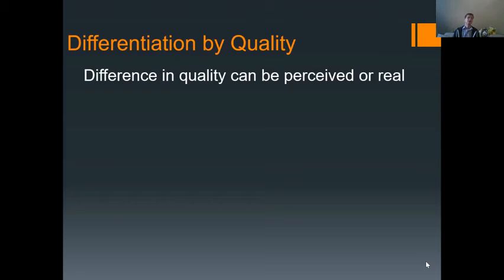Differentiation by quality. This one I think makes the most sense. The idea that you have a higher quality type of food or type of business, you can charge a higher price. Now, this can be perceived or real. It doesn't have to be actually better. People just have to think that it's better. So if you give off that aura of being a higher quality place, then you can charge a higher price typically. So it doesn't have to be real, but in many cases it is.